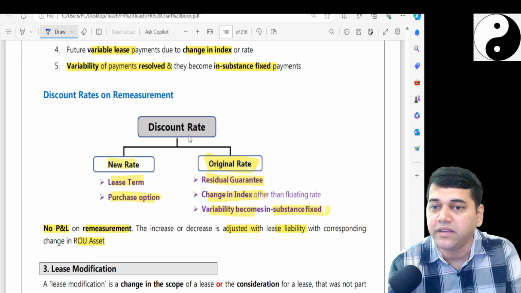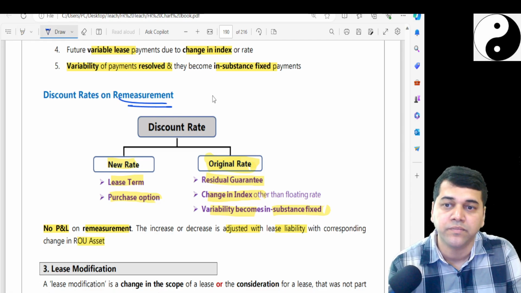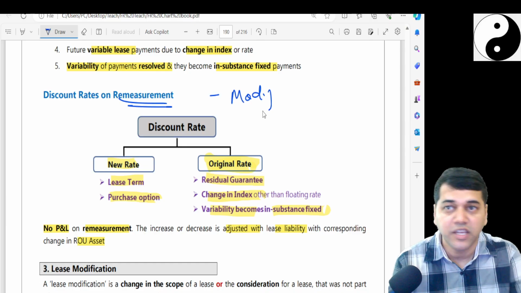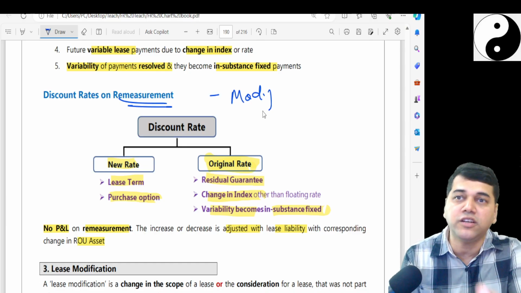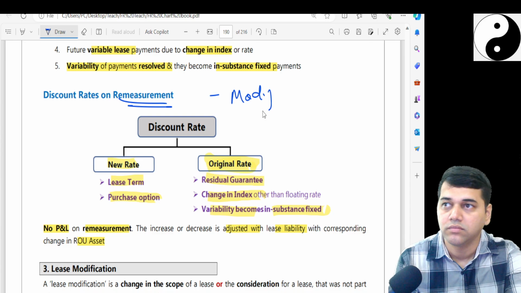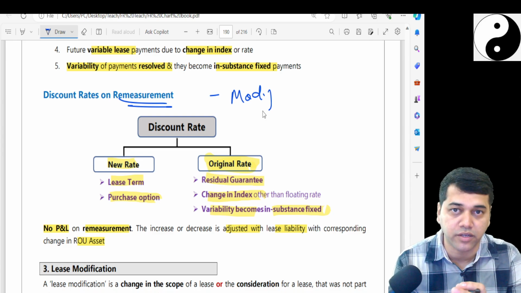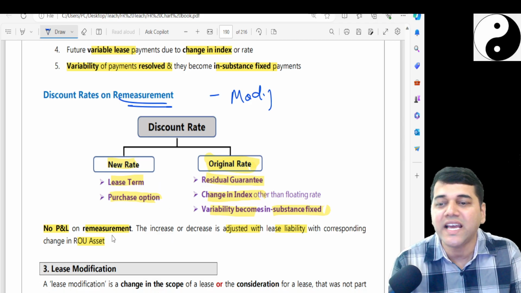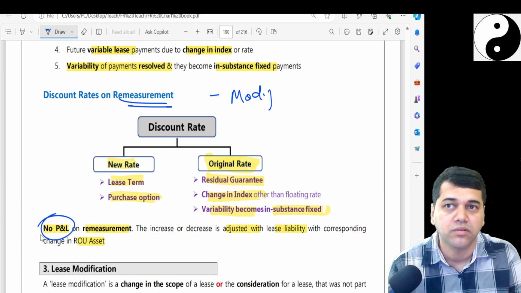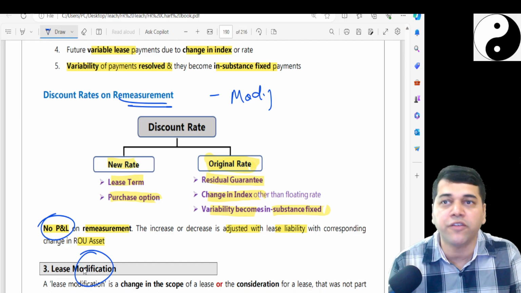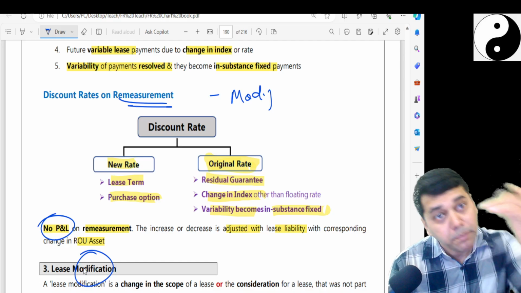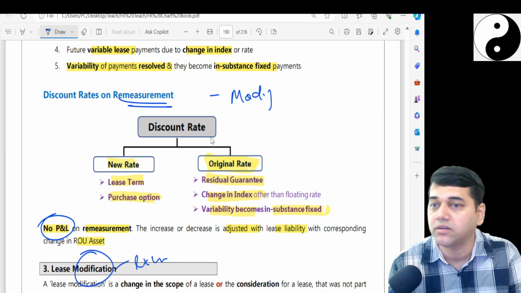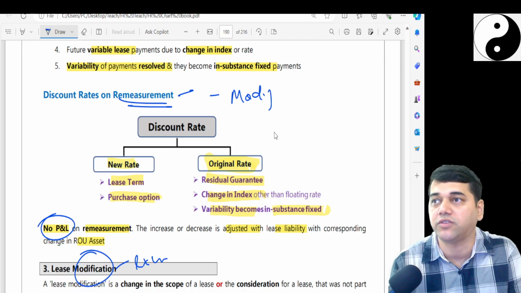I can say simply, when remeasurement is going to happen, it is like modification accounting of your Ind AS 109. In modification accounting, what happens? Your old contract will continue. It's not extinguishment accounting. Since the old contract continues, you just adjust. There is no P&L. But next we will learn about the modification. In the modification, you may get a P&L. Modification is like extinguishment accounting. Remeasurement is like modification accounting.